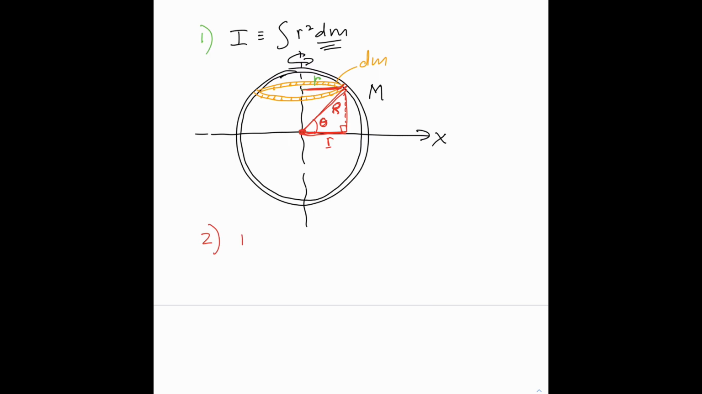In any case, moving on to step 2, I equals the integral of r squared. Now I need to make a substitution for dm. And once again, density is the key. In this case, instead of density as a measure of kilograms per cubic meter, let's talk about area density as a ratio of kilograms per square meter.